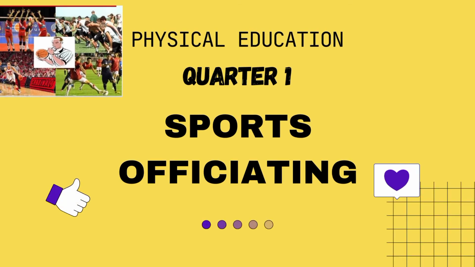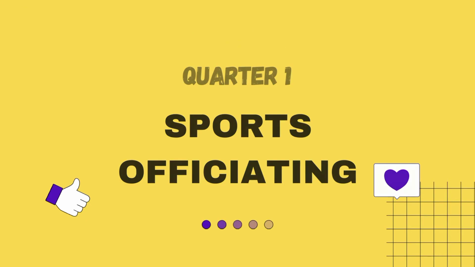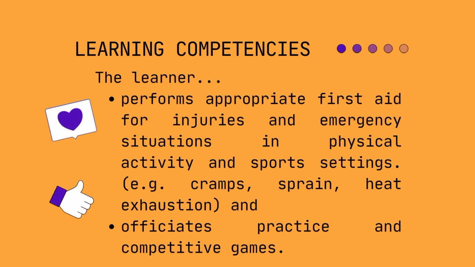Our discussion for today is under the component of physical education, and this topic is actually discussed in the first quarter of your module. The title of our discussion for today is Sports Officiating. And for us to attain the objectives of today's lesson, let us consider the following learning competencies. The learner performs appropriate first aid for injuries and emergency situations in physical activity and sports setting, such as cramps, sprain, and heat exhaustion. And the learner officiates practice and competitive games.